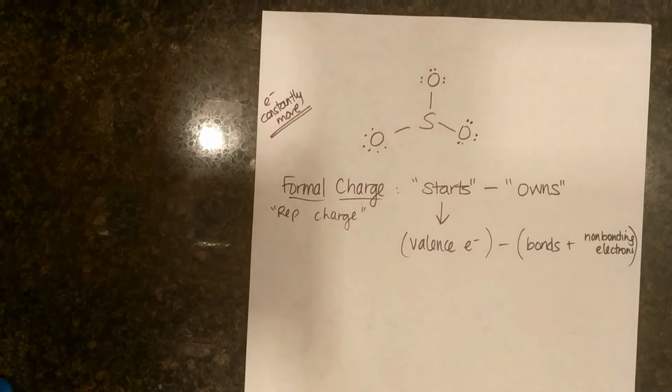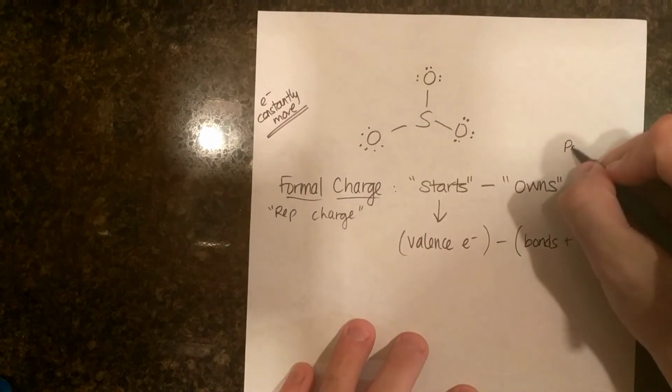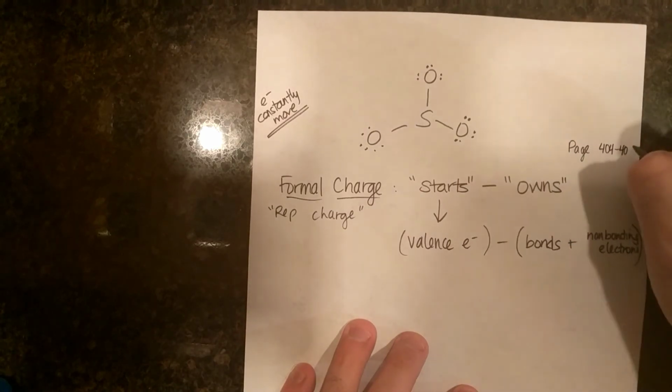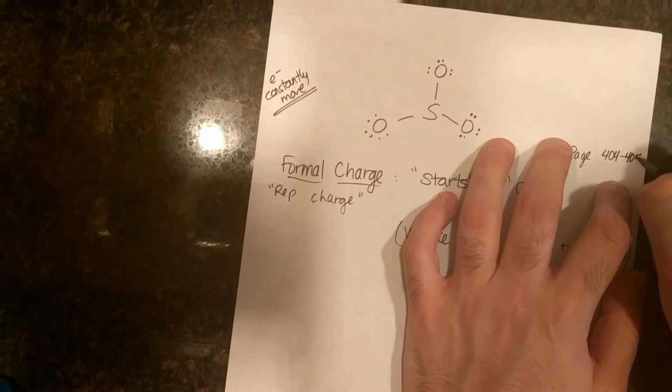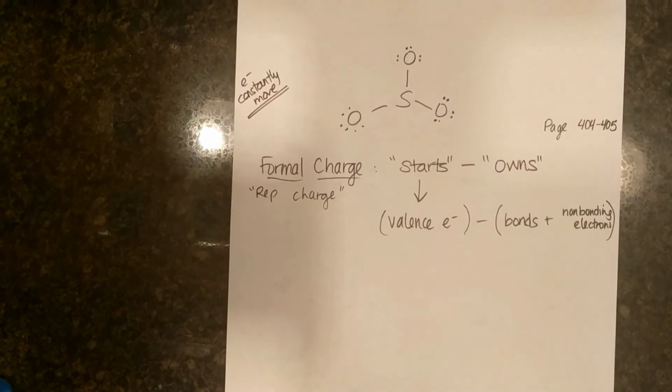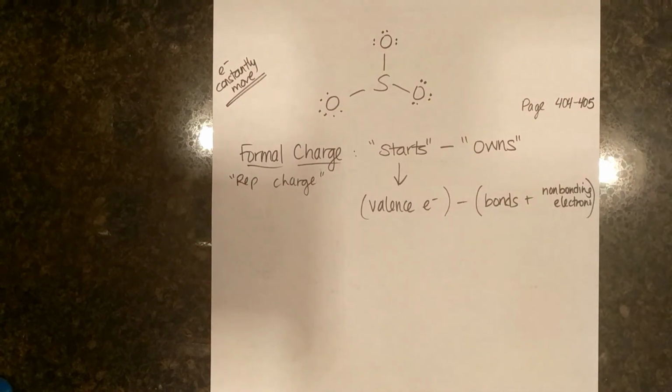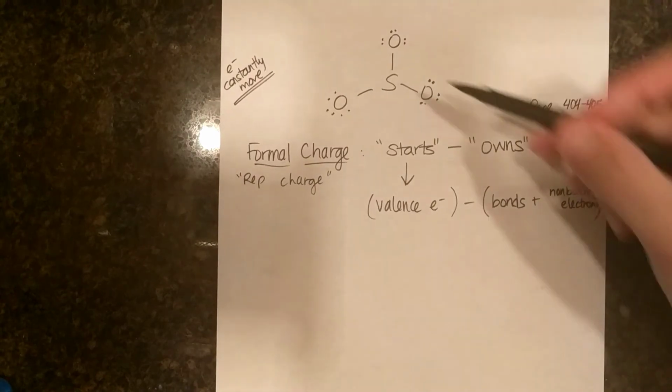Now, your textbook will do this weird, fancy equation. I don't like that equation at all, right? They do something with the number of valence electrons and the number of electrons that it owns, and then you do something with one half the bonds. I hate that. This is on page 404 to 405. They kind of use this starts minus owns a little bit, but that was from my organic chemistry professor. But I just like to do valence electrons minus bonds and then whatever electrons it's got. Okay? So I'm going to show you how I do that with the sulfur.